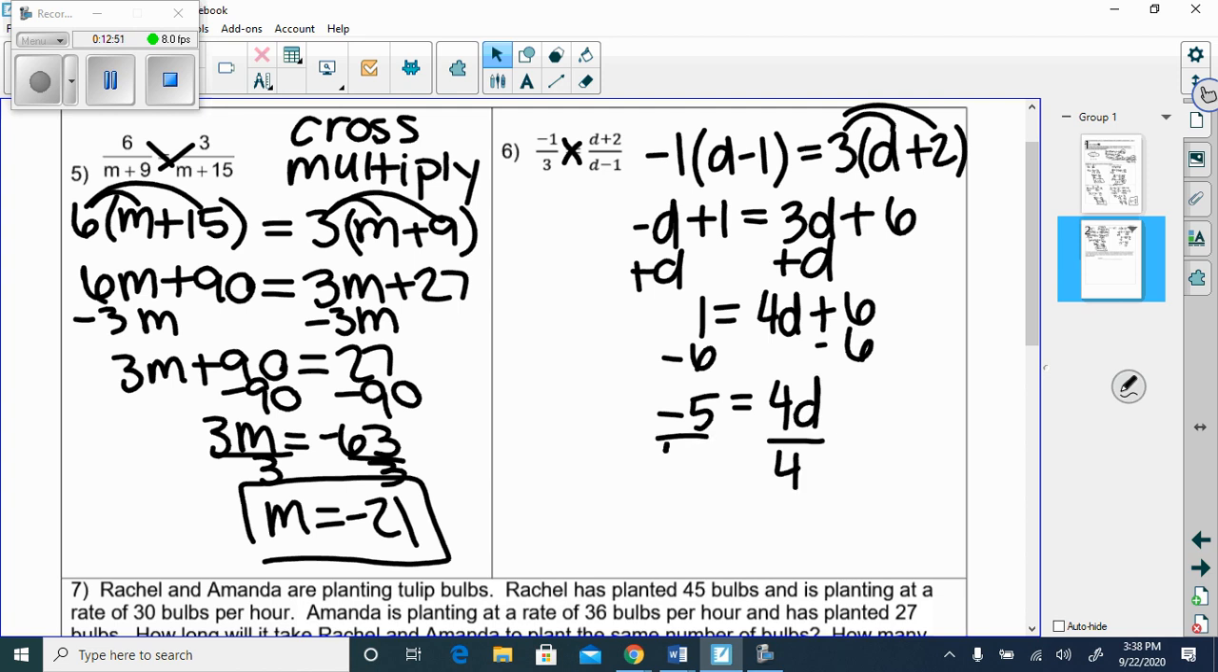Can you do it? d equals negative 5 over 4. But you change it to a positive, so it'd be 5 over 4. Yep, we just leave it just like this. So d equals negative 5 over 4.